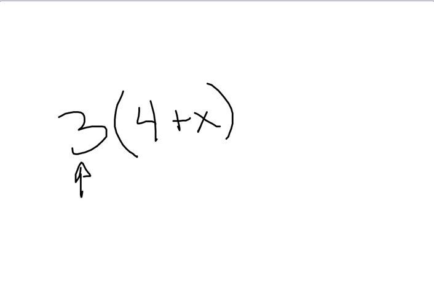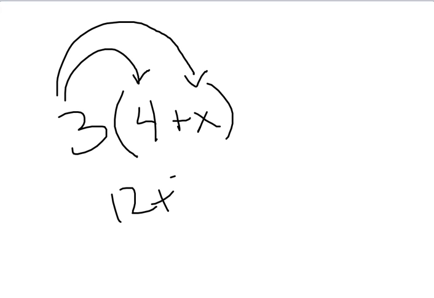3 is a single term, so that's a monomial. 4 plus x has two terms that can't be simplified, and it's a polynomial, and we already know how to do this multiplication. We use the distributive property, so we distribute that 3 to the 4, and then we distribute that 3 to the x, and we get 12 plus 3x. Well, now we're just going to kick that up a notch.